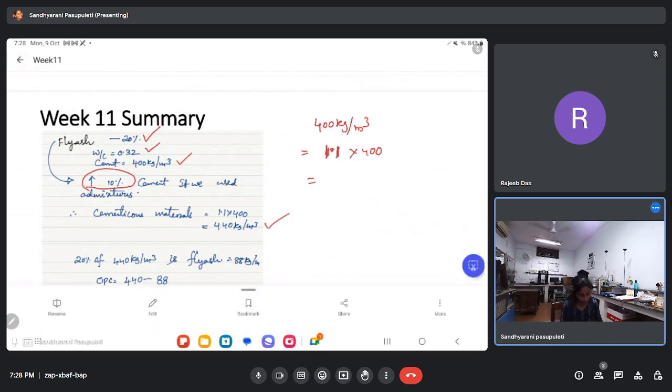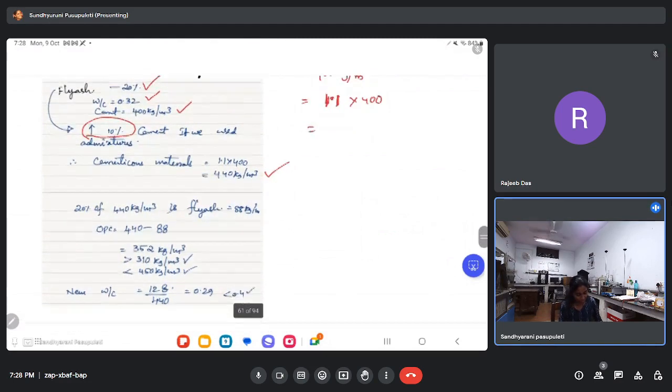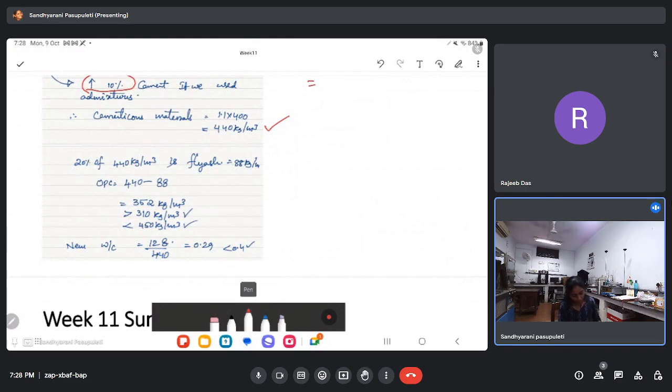So 440. It was mentioned in the problem also that 20% is the fly ash. So 20% of what? 20% of total cement. So out of this 440, 20% of that. That means 88 kg per meter cube is our fly ash. So in the OPC, total 440 is our cement minus 88 is our fly ash. So whatever remaining would be, we have to make sure that that should satisfy our minimum and also maximum criteria. What is the minimum here for fly ash? 310 is the minimum. Maximum should be 450.